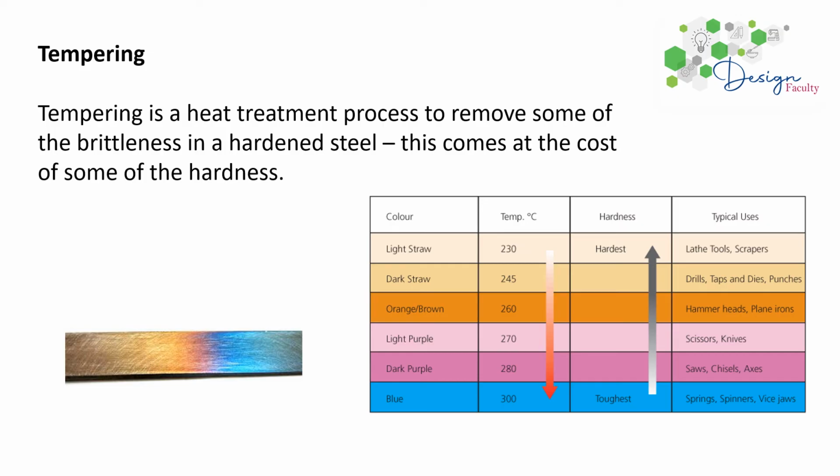Tempering, again, you can temper different metals, and it removes some of the brittleness in a hardened steel. So once you've finished making something, you might want to temper it, and you can see there that colour chart. So at the toughest, you're heating it to a blue colour. At the hardest, you're heating it to that light straw colour, and it depends on what your application is as to how you want to temper your metal. And you do that once you've finished making your product.